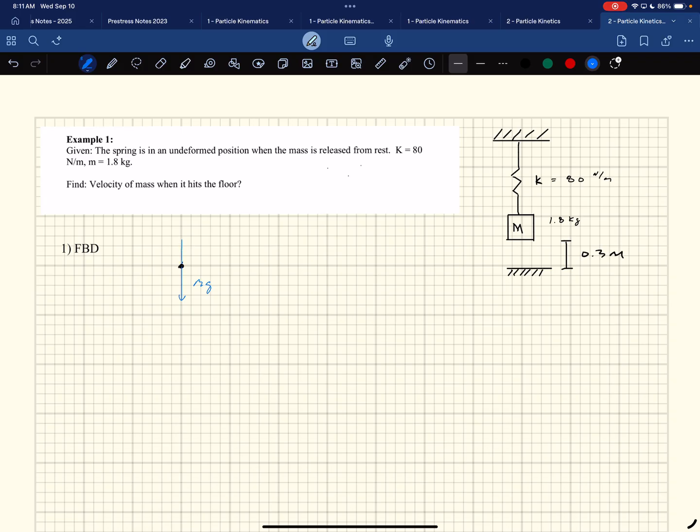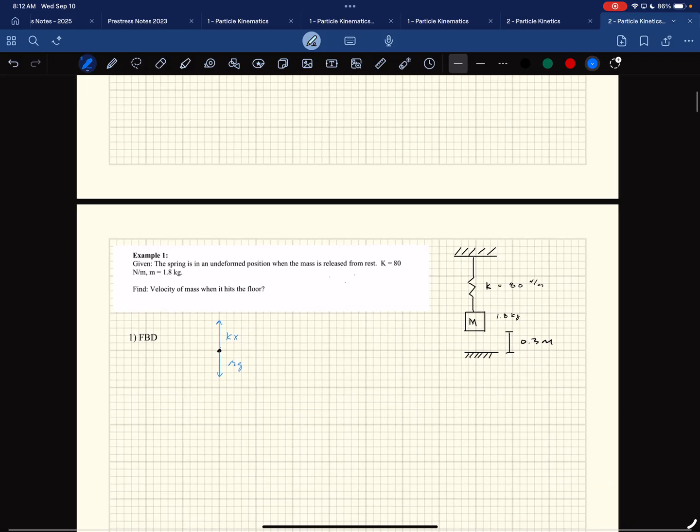Good point, right? So that's going to be up like that, and its force is going to be k times x, right? Like you said, when x is 0, there's no force. But as soon as x becomes something, it's going to have a value. Those are the only two forces acting. There's no supports or anything like that. We have mass times gravity going down, kx going up.